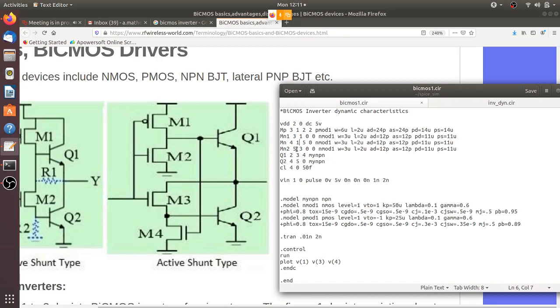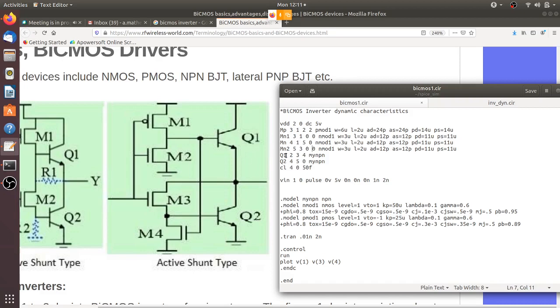The last NMOS is M4 in this circuit, and in the program it is referred to as MN2. Its drain is 5, and its gate is connected to node 3, which is the inverter output of this CMOS circuit, and then its source is connected to ground, and its bulk is also connected to ground, so 0 0.